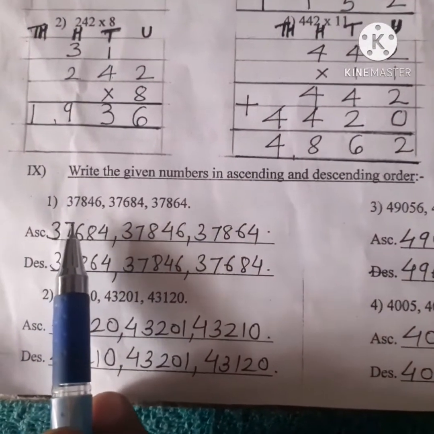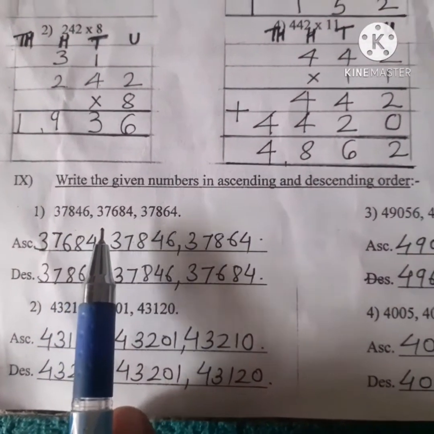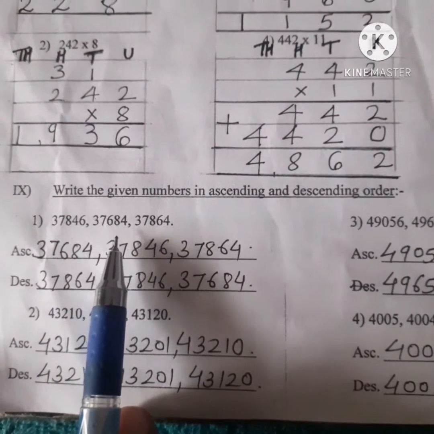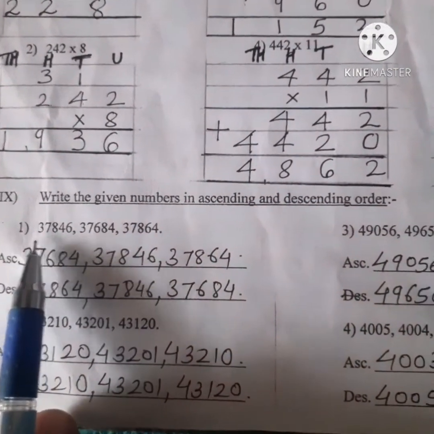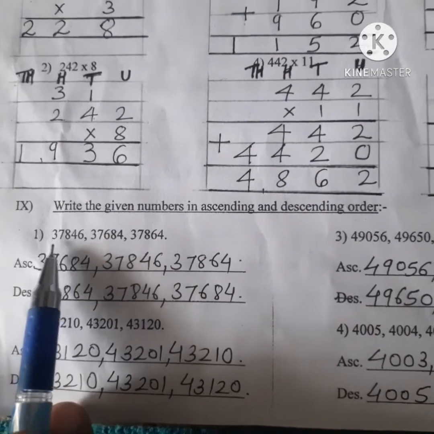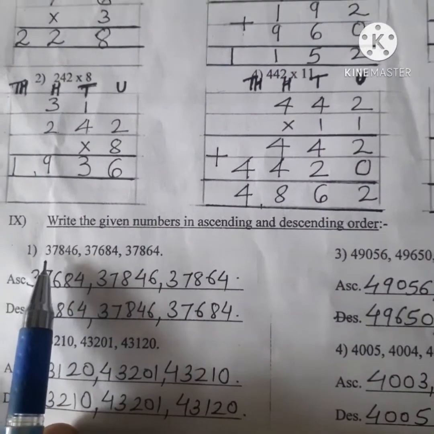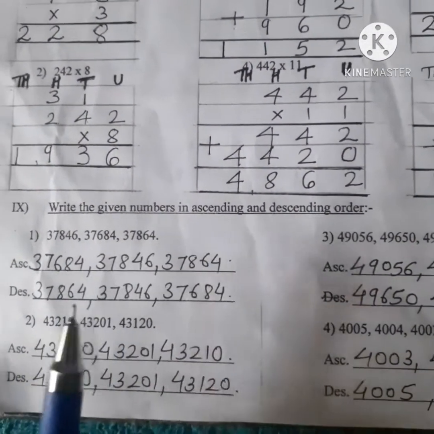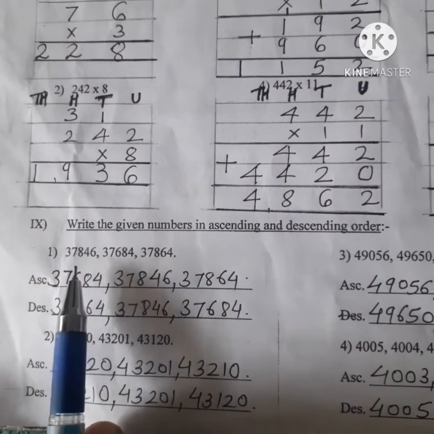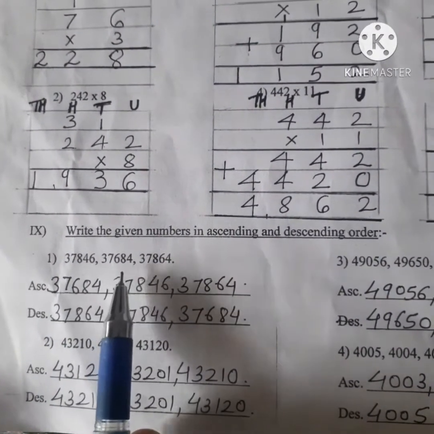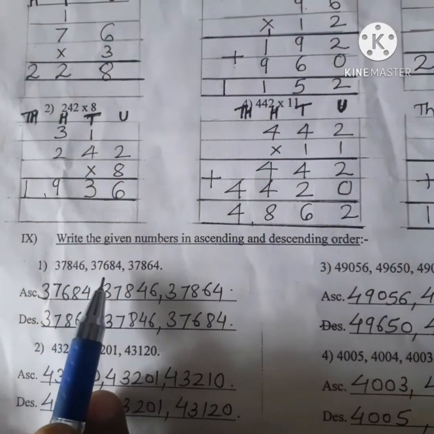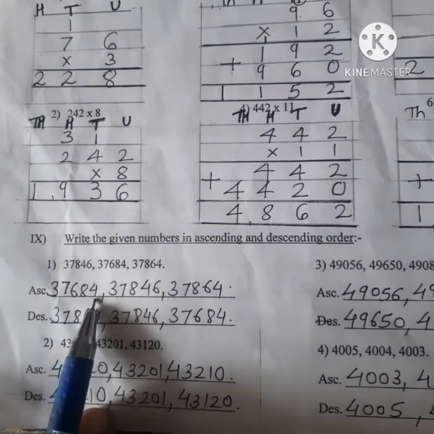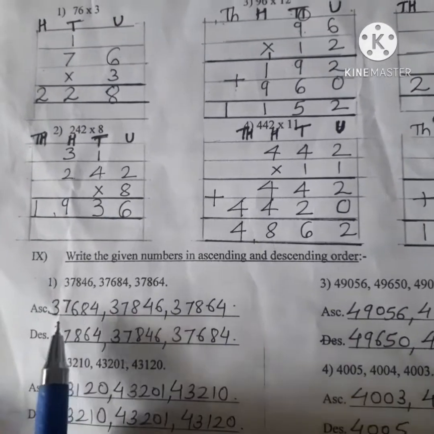See here: 37,846, then 37,684, 37,864. You can see here units, tens, hundreds, thousands and ten-thousands place. Thousands and ten-thousands place are 37,000, 37,000, 37,000. What you will see then? You will see hundreds place 846, 684 and 864. So here the smaller number is 37,684. We will start with our ascending order first.